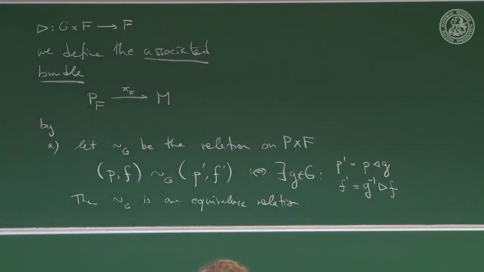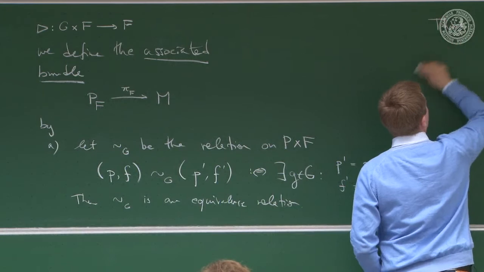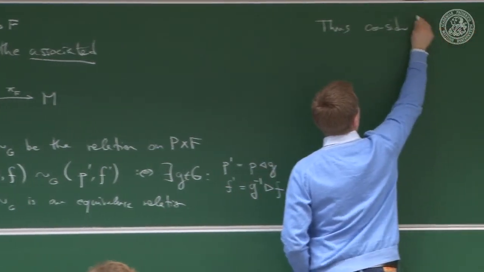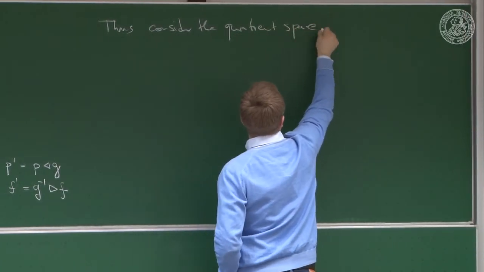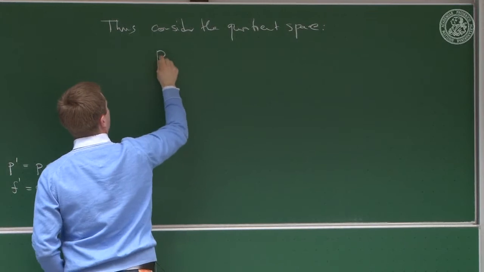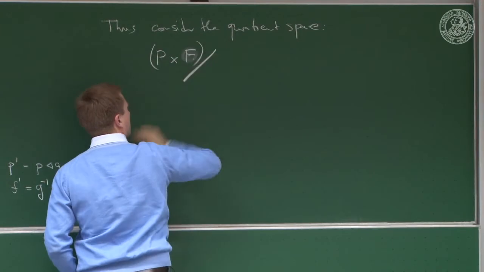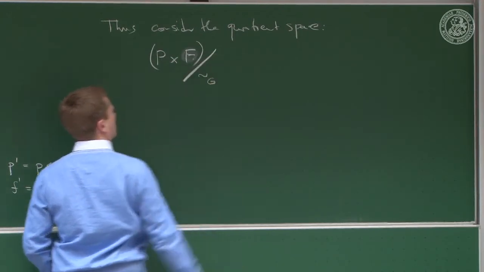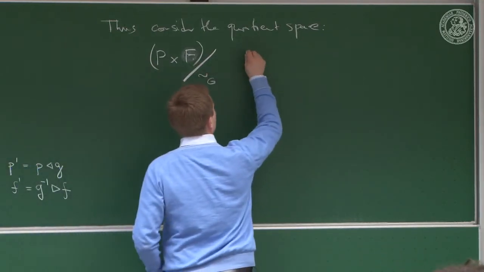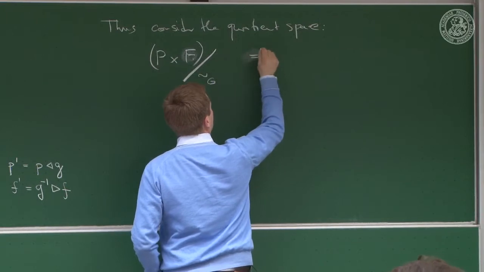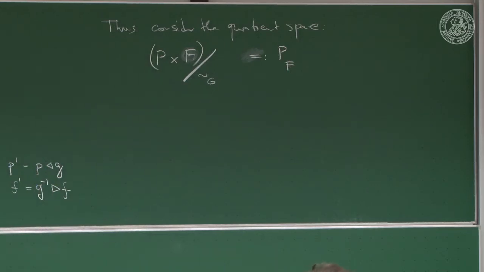And it being an equivalence relation, we can thus consider the quotient space. That quotient space, of course, P cross F, identified or modulo this equivalence relation. And instead of always writing this complicated expression, we write P_F.